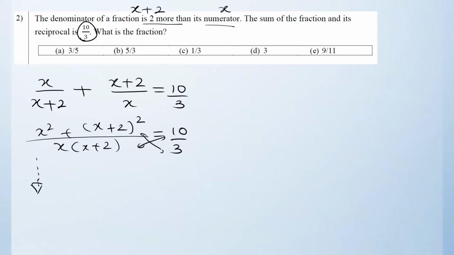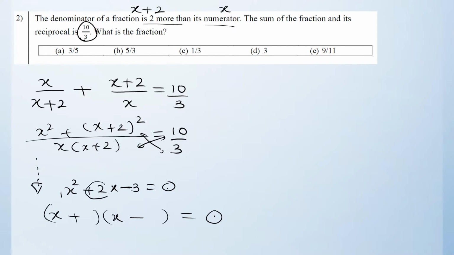Then we will have x squared plus 2x minus 3 equals 0. This is a quadratic equation. We can solve for x by identifying factors of this. Since we have negative here, one will be positive and the other one will be negative. We have to get the summation as plus 2. So plus 3 and minus 1 will be the factors. So by solving this, we have x plus 3 equals 0 or x minus 1 equals 0. So x equals minus 3 or x equals plus 1.